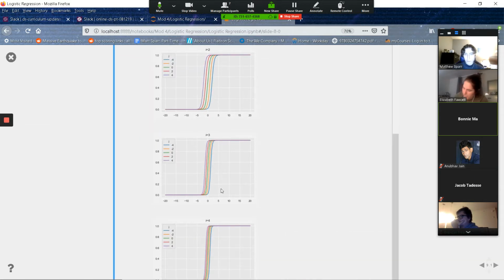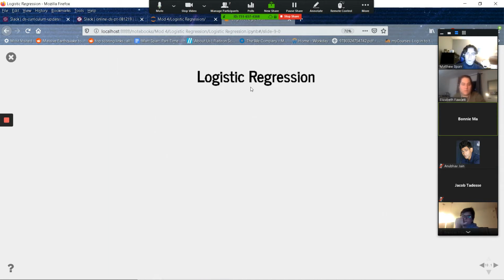So we can change the shape of it. We can move it to the left or to the right. You can see we could find the best function, the intercept and the coefficients, to make it fit our data depending on where our values end up.